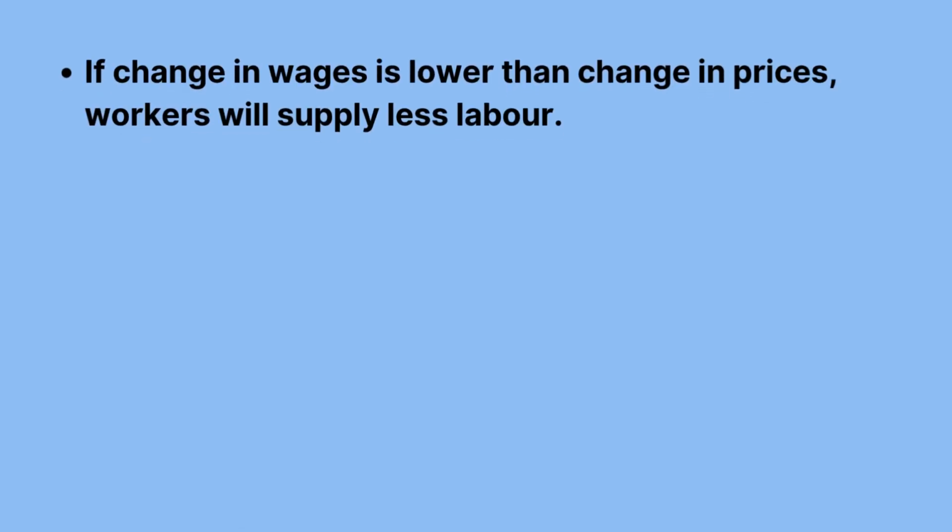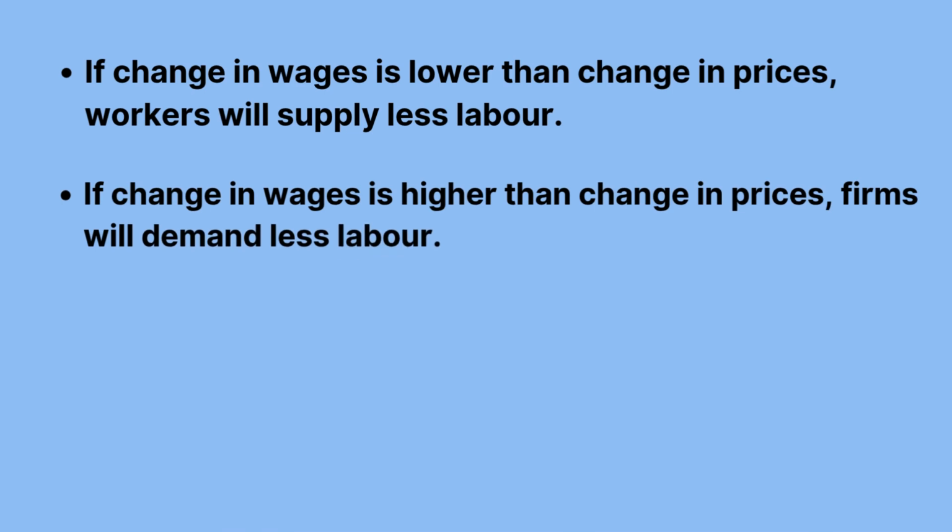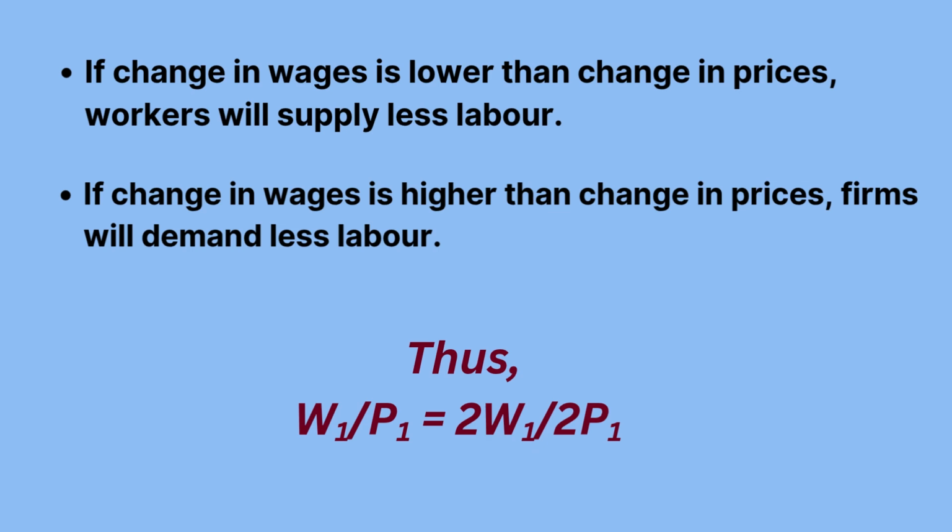This is because if the rise in money wage is lower than what it was before, then the real wages would be lower than the initial wages and the workers will supply less labor. On the other hand, if the rise in wage is more than what it was before, the real wages will be greater, and while the workers may supply more labor, the firms will demand less labor. Thus, to re-equilibrate the supply and demand in the labor market, the wages have to rise proportionately to a rise in price. This also implies that our real wages will remain unchanged as prices increase.